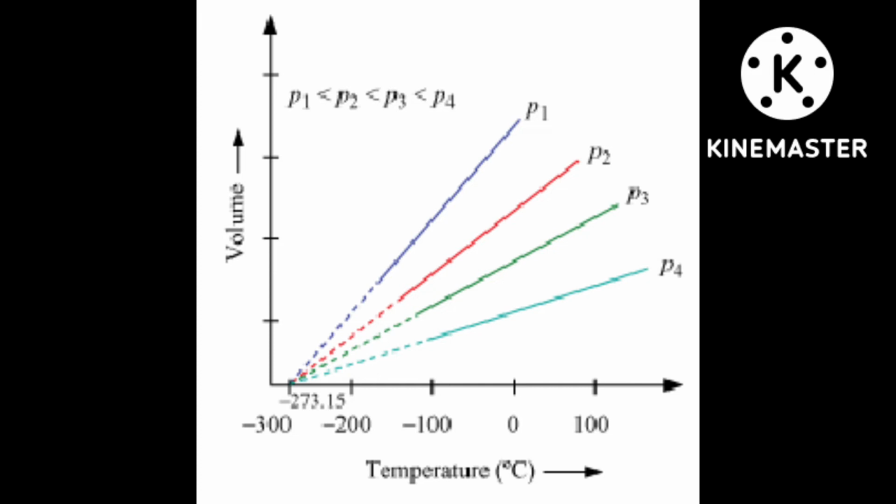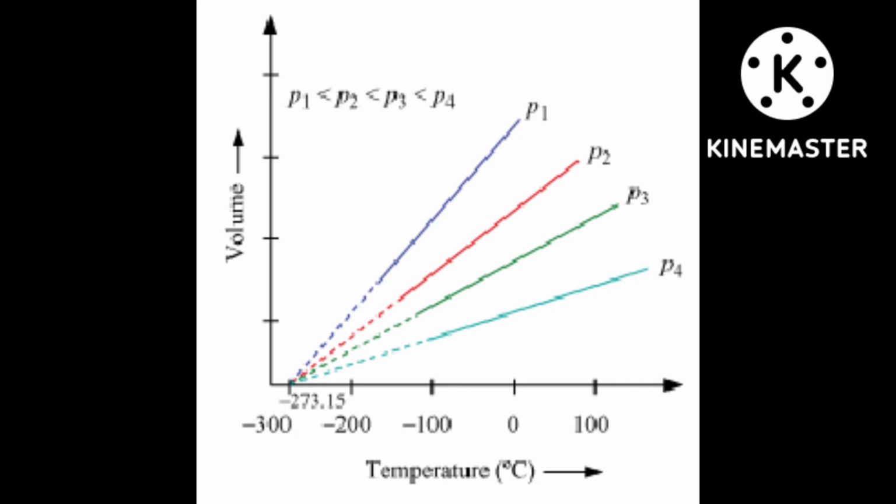Then at this temperature, the volume of 1 mole of gas becomes 0. This is theoretical, imaginary. But this temperature, minus 273.15, what is this temperature? This temperature is called absolute zero. Keep in mind, a question is asked: absolute zero.